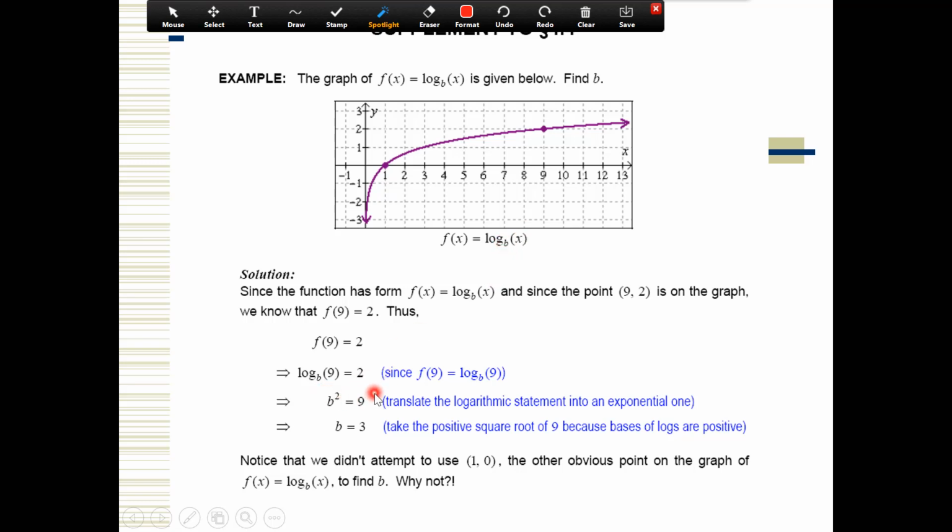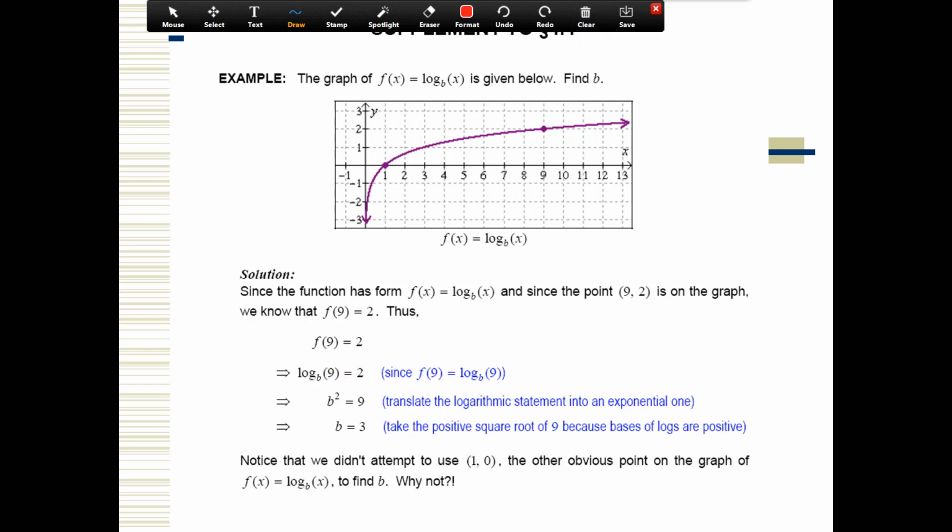So notice that in this example, we plug in 9, we get 2 back out. So that means log base b of 9 is 2. In order to solve this, you can go ahead and loop it. B to the 2nd power is 9. And that means b squared is 9. So if you square root both sides, you end up with b equals 3. Now, normally we would square root both sides and do a positive and negative, but we don't normally have a base that's negative, so you only take the positive on that.